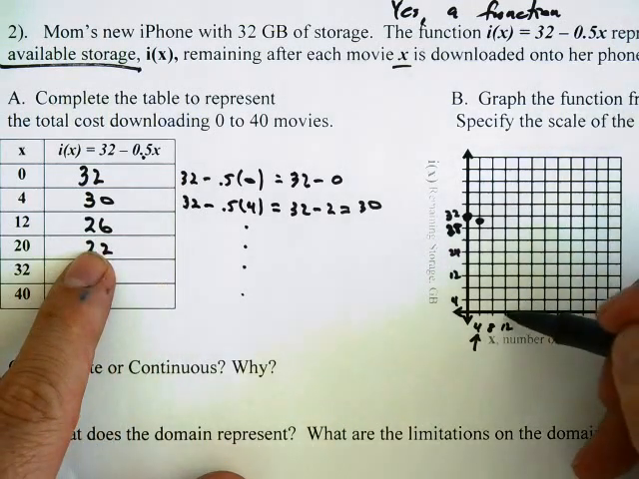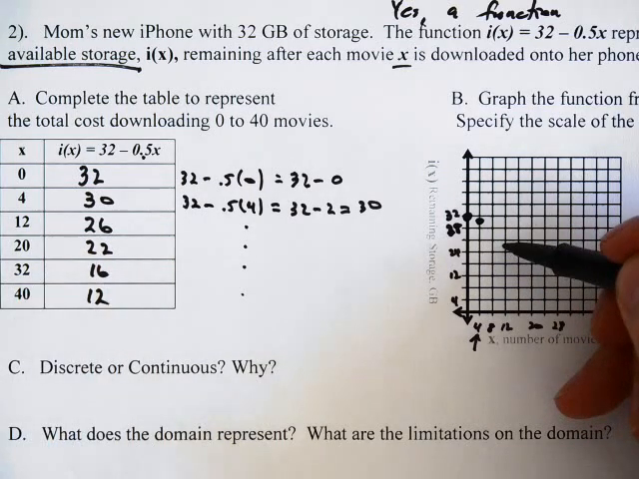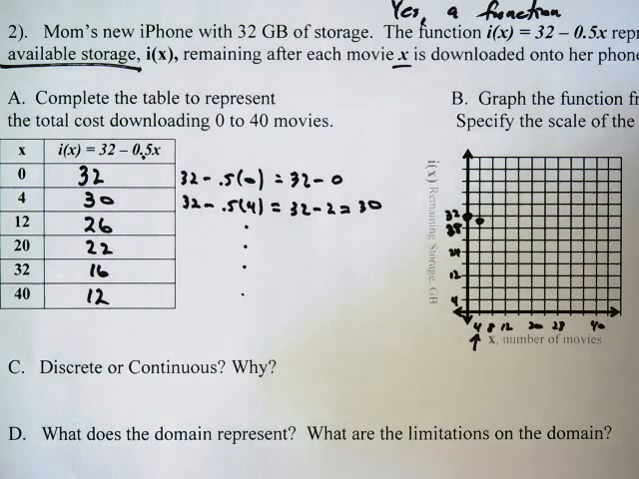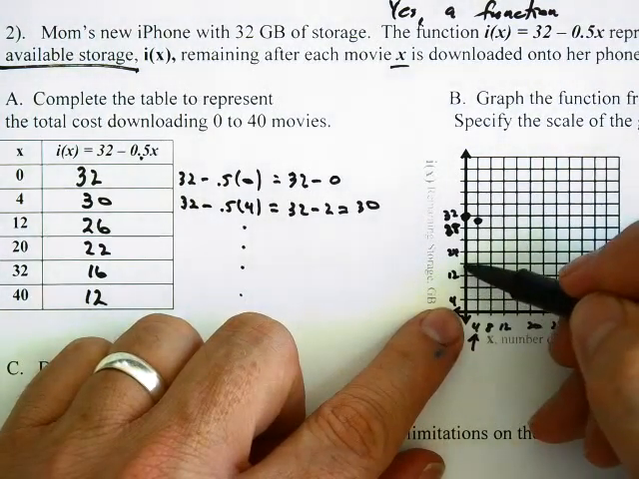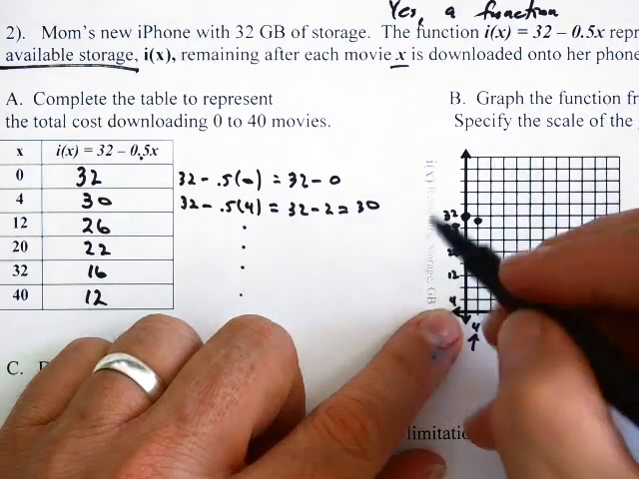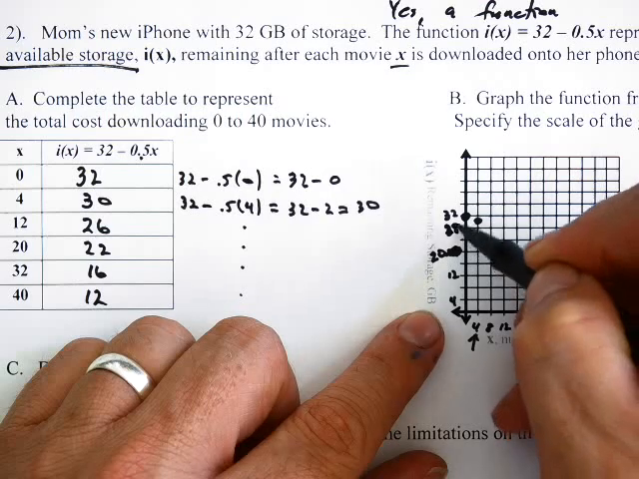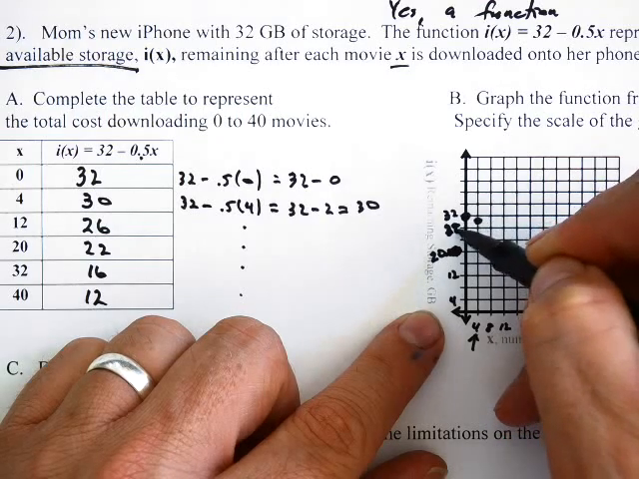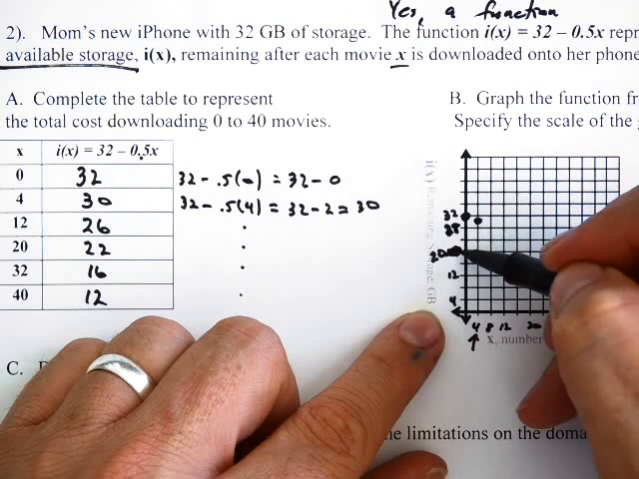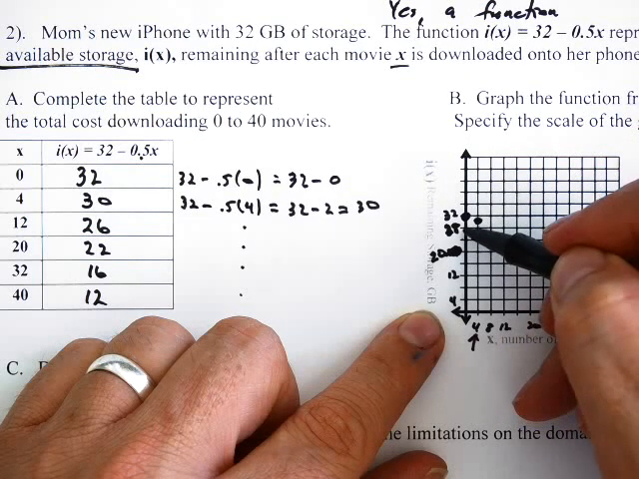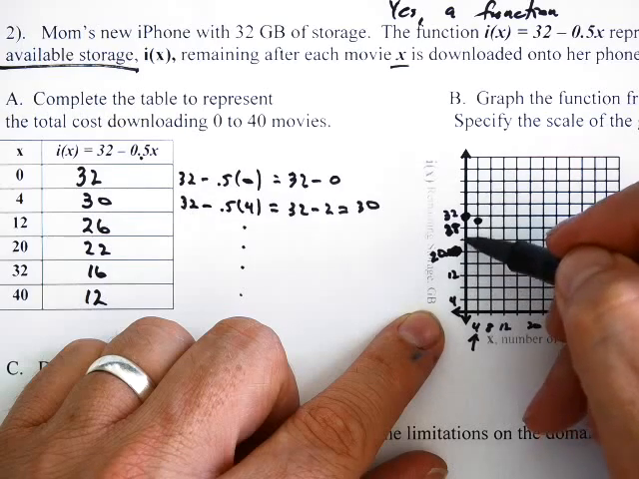At 12, I'm at 26. Oh man, I messed up. 4, 8, 12, 16. This is 20. My apologies, guys. Hey, teachers make mistakes. I know you see it all the time in class. So that's going to be 28. 20, 24, 28, 32. 1, 2, 3, 4, 5, 6, 7, 8.